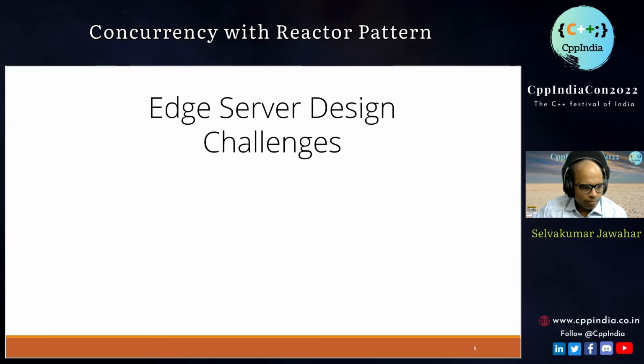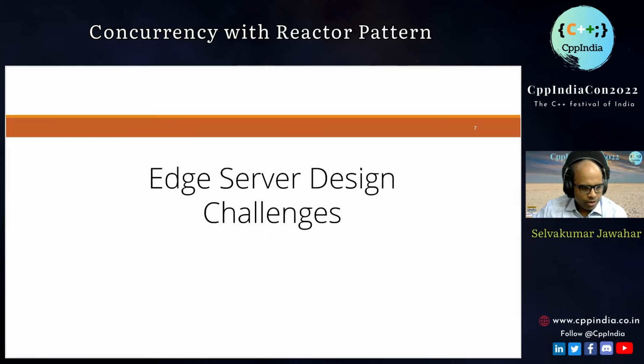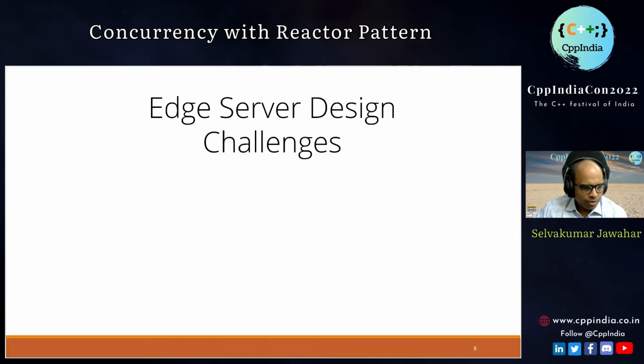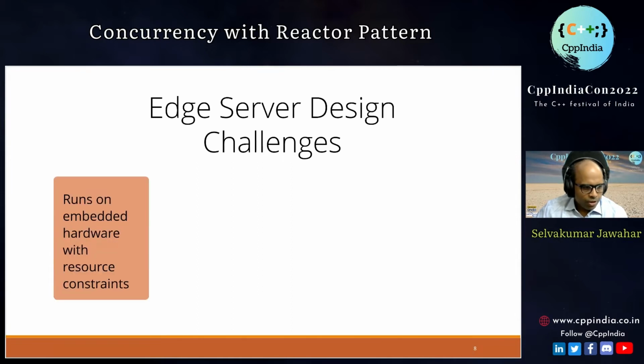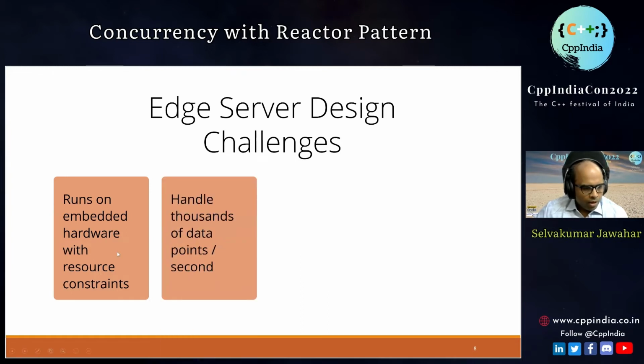Okay. So what are some of the design challenges of this edge server? Typically, an edge server runs on embedded hardware with resource constraints, typically a single-core or dual-core CPU. So our edge server software should run on this embedded hardware using its resources efficiently. It should handle thousands of data points per second.